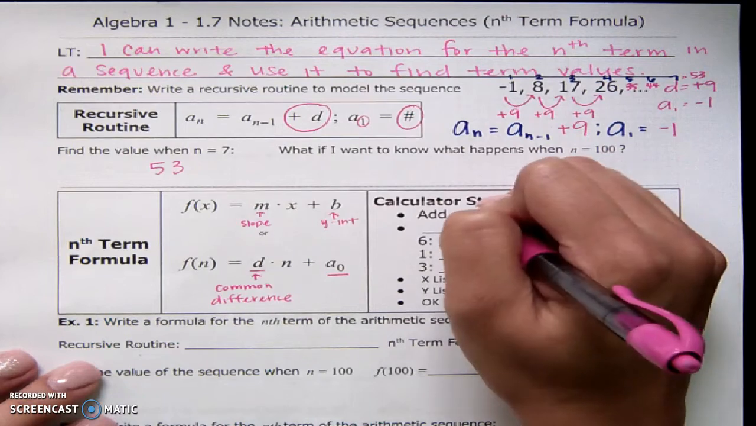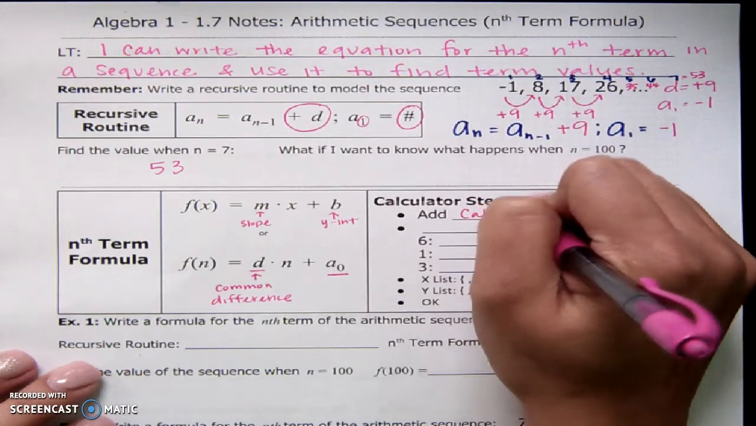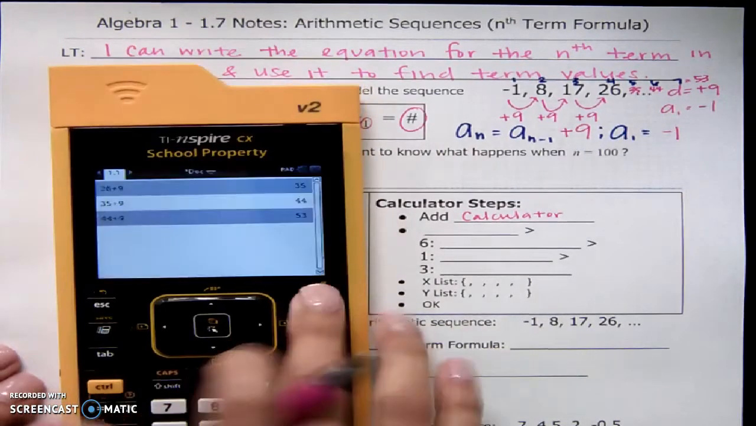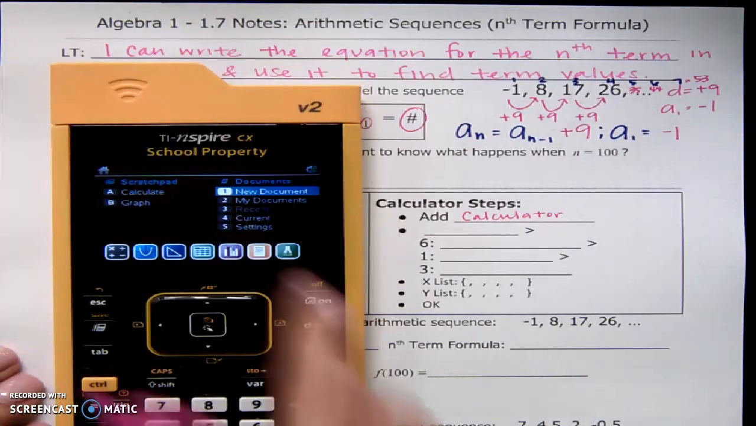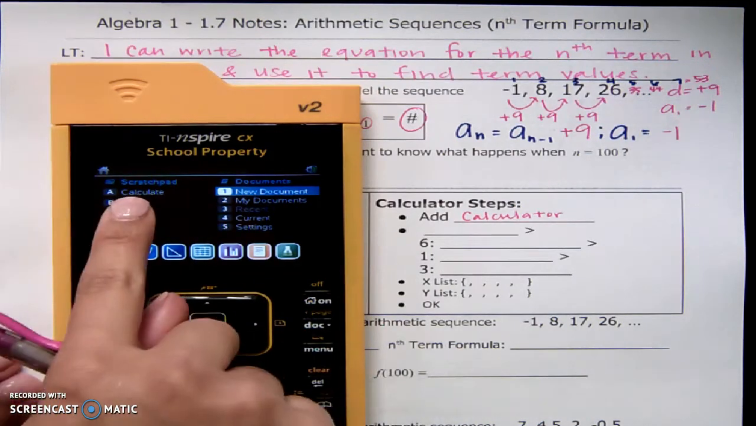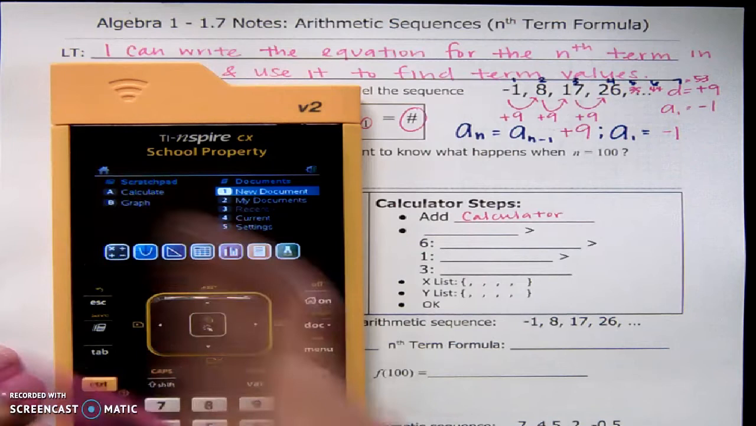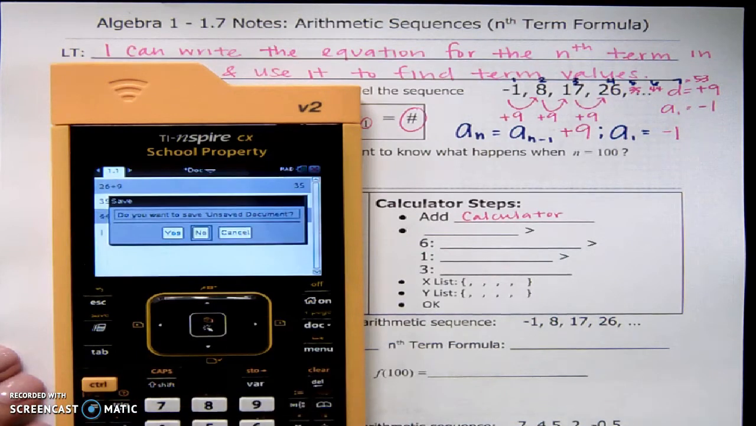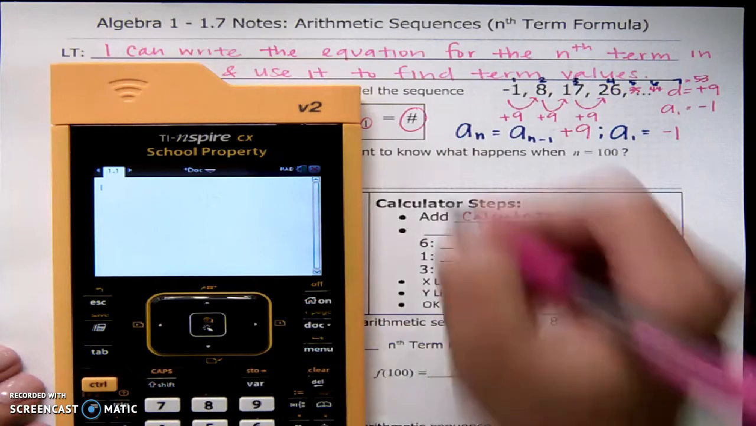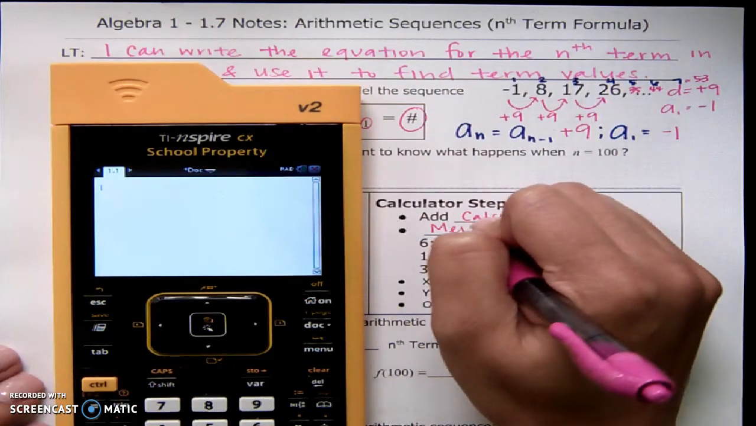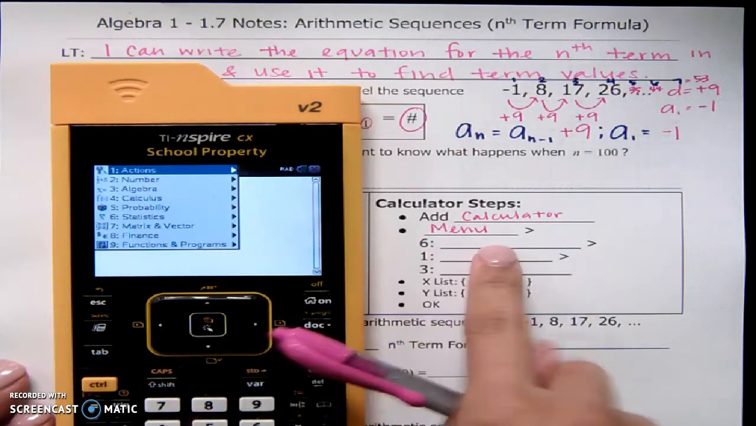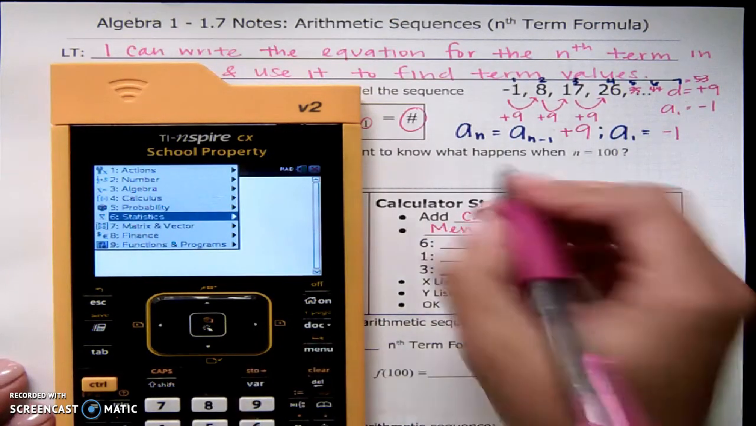So the first thing we do is add a calculator. So home screen, you can do new document or the calculator down here. Do not use the calculator in the scratch pad. I will do new calculator, we never save, add a calculator. Then we hit menu. It's going to be a lot of the same steps that we've already done. And then number 6, which is statistics.